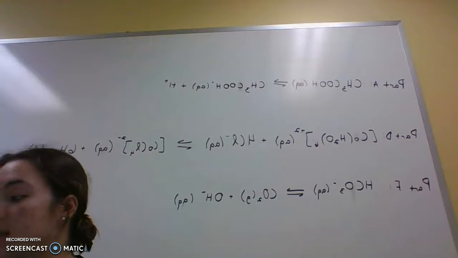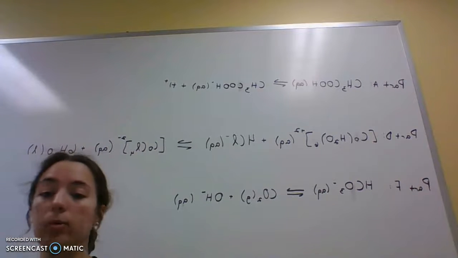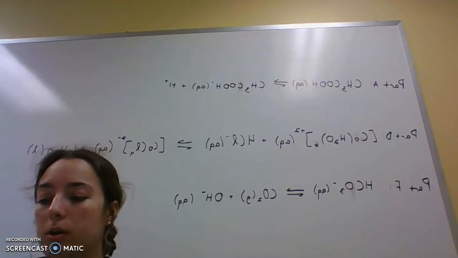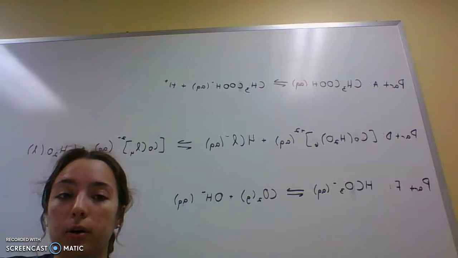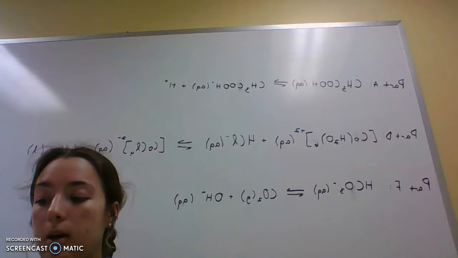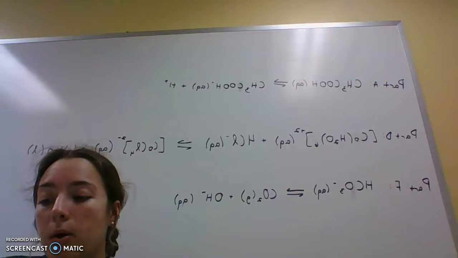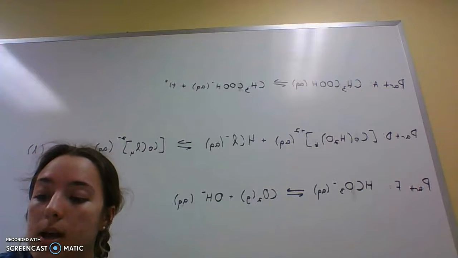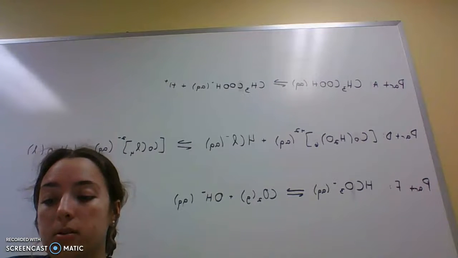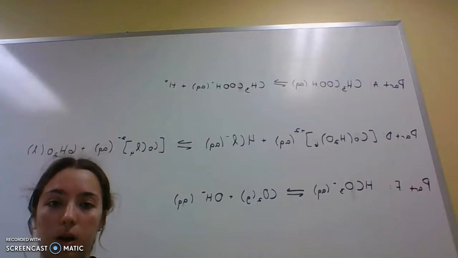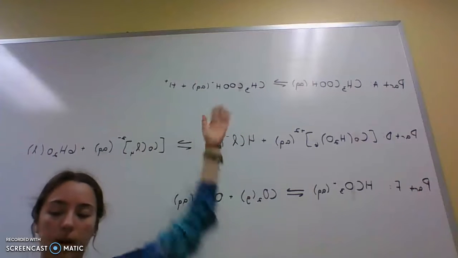So part A was the acetic acid and acetate equilibrium solution. So the equation for this particular part of the lab report was CH3COOH aqueous yields CH3COO minus aqueous plus H plus aqueous. So that's up there.